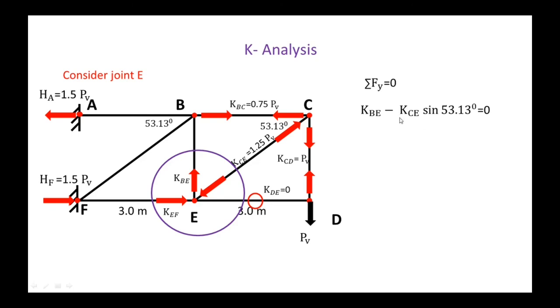Put the value of KCE as 1.25 PV. So KBE minus 1.25 PV sine 53.13 is equal to 0. So we got the value of KBE is equal to 1 PV.